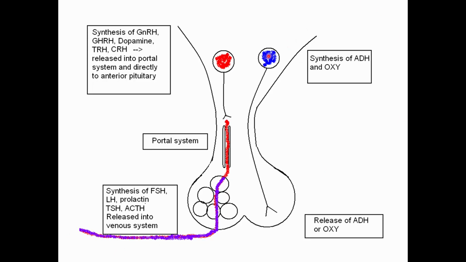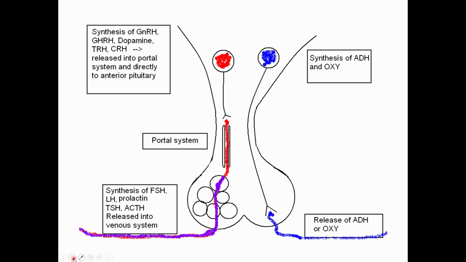Now, these long hypothalamic neurons are going to release either ADH and oxytocin. So they make those hormones, package them in vesicles, send them down to the axon terminus, where they're released into the venous blood. Then they go to the right heart, through the lungs, to the left heart, to the systemic circulation. So it is the releasing hormones from the hypothalamus that don't have to go through the heart. They are the ones using the portal system.